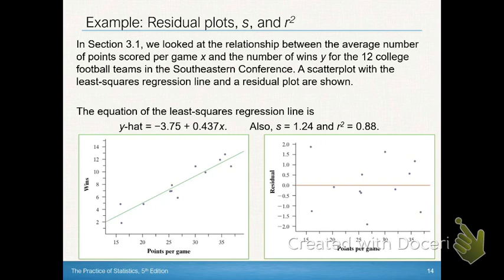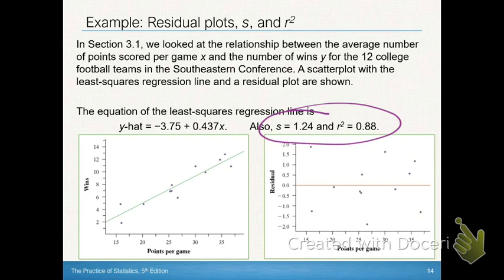So let's put this all together and look at an example. Here, on the left is our scatter plot with our points per game as the explanatory variable and the number of games won as the response variable. We've got our least squares regression line, so our y hat equation. And then on the right, we've got our residual plot, and we see that it's got a random scatter, so that's all good. And again, your calculator will be giving you the values for the standard deviation of the residuals and the coefficient of determination, your r squared.